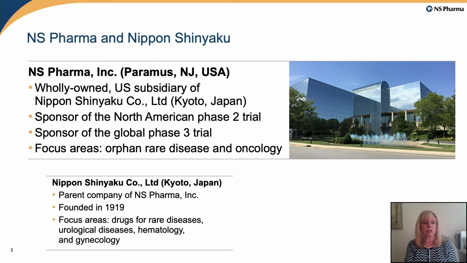In addition to orphan rare diseases, we are beginning to broaden our platform with some work in the hematology oncology space. Our parent company, as I said, is Nippon Shinyaku. They're based in Kyoto, Japan. And they were founded in 1919, so they're over 100 years old. They have approximately 2,000 employees globally. And like NS Pharma, they focus on drugs for rare diseases and also hematology oncology. And in addition, they also focus on urological and gynecological products.